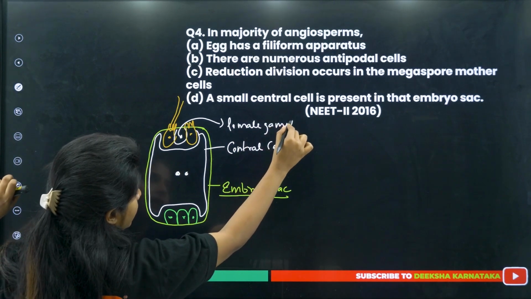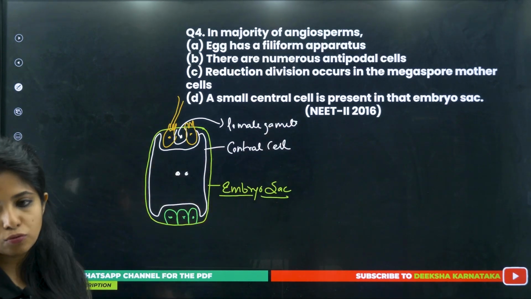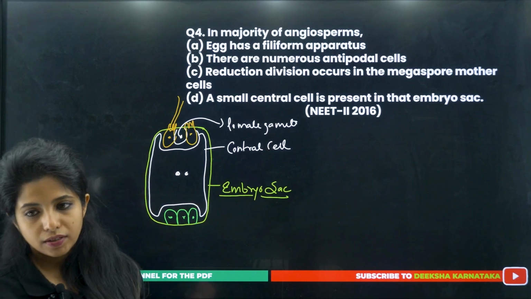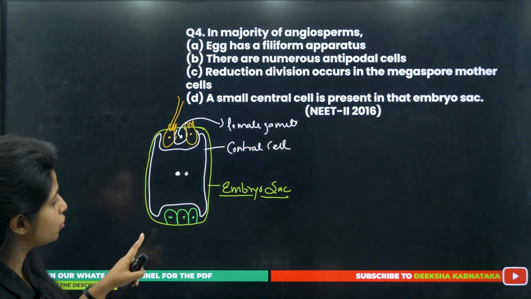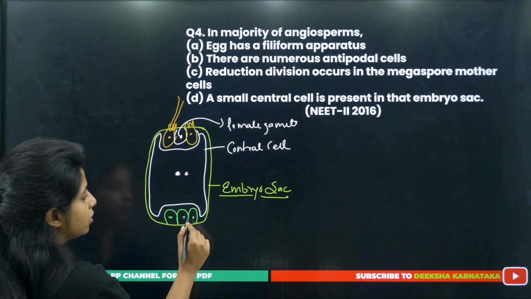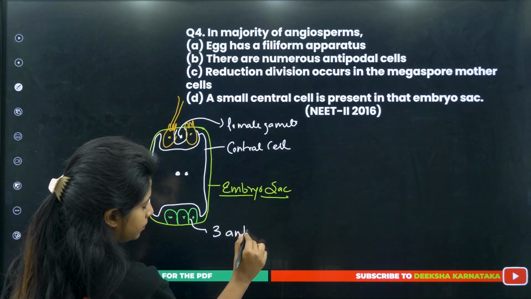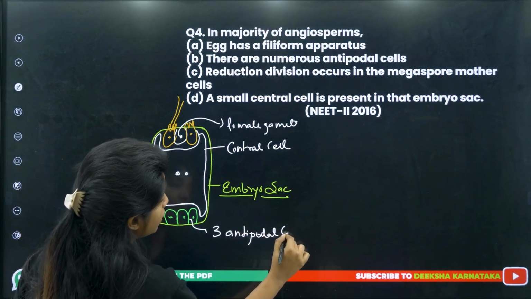Female gamete is known as egg, right? Does it have a filiform apparatus? No, children. Synergids have filiform apparatus. Second question. There are numerous antipodal cells? No, children. They are fixed. We have just 3 antipodal cells. Okay, we just have 3 antipodal cells.